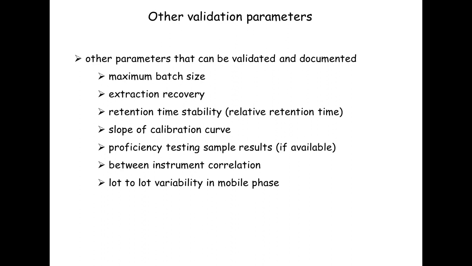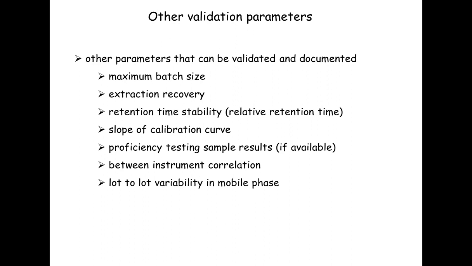So some other validation parameters that we have to think about are the maximum batch size that you're going to run. So if you're running in vials, how many samples can you have in one run? Or if you're running in plates. You can also document the extraction recovery. So you can spike your sample and take it all the way through extraction, and then spike a sample after it's been extracted to see and compare the difference between before and after to see how much of your analyte you recover, or basically how much of your analyte you lose during the extraction process. You can look at retention time stability, and this is helpful too if you change columns to make sure that the retention time is stable. You can look at the slope of your calibration curve. If proficiency testing samples are available, then you can run them and see how you can compare.